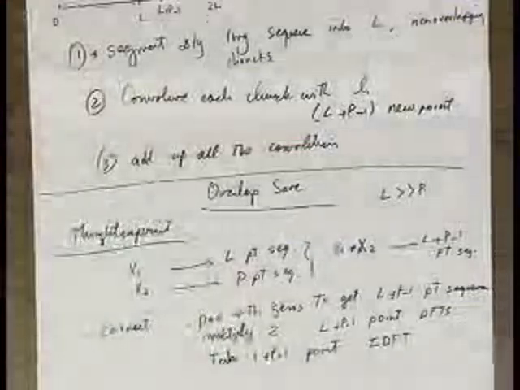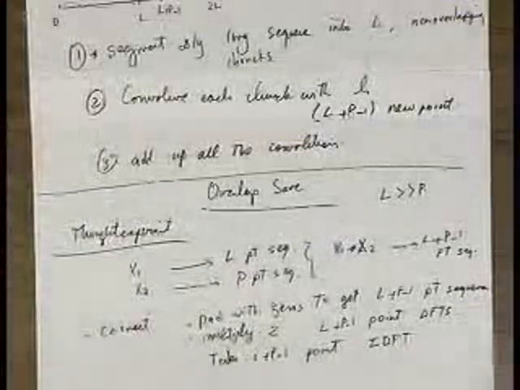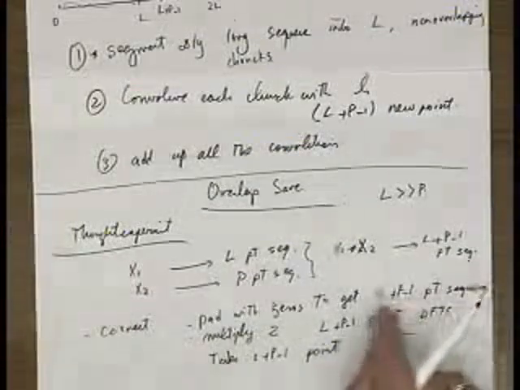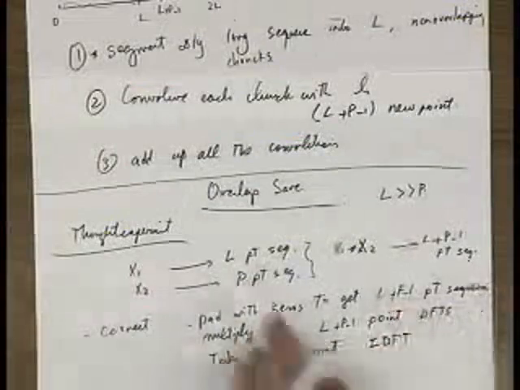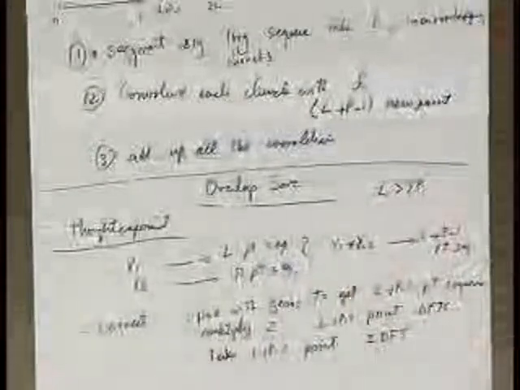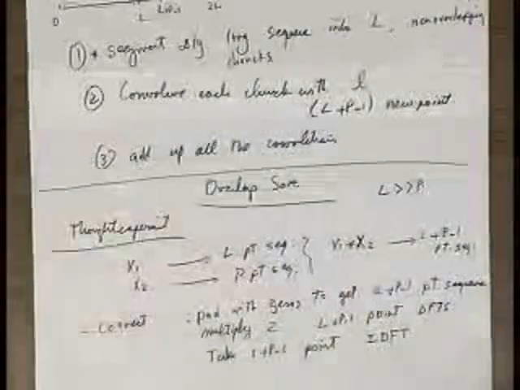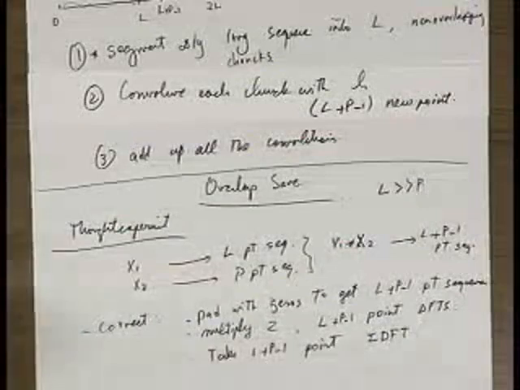Now, the thought experiment is as follows. Suppose we make a mistake of not taking an L plus P minus 1 point DFT. You just take an L point DFT of this one and an L point DFT of this one. Because L is much, much larger than P, taking an L point DFT is almost like an L plus P minus 1 point DFT. In other words, L and L plus P minus 1 are almost the same number, but not quite. For example, if L is 1,000 and P is 5, in one case you're taking 1,004 point DFTs, in the other case you're taking 1,000 point DFTs. So you might say, well, they're almost the same.